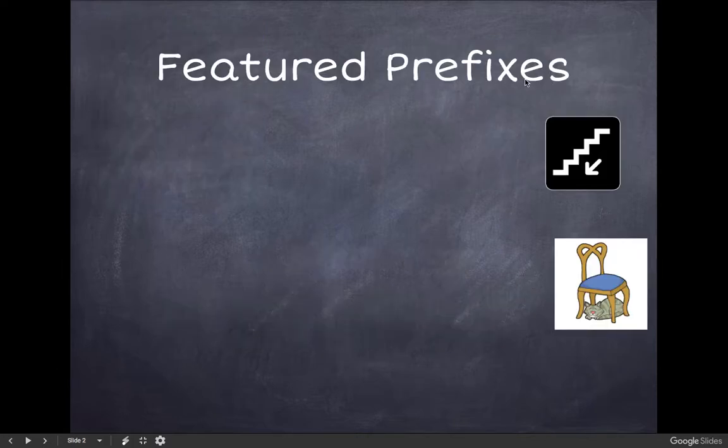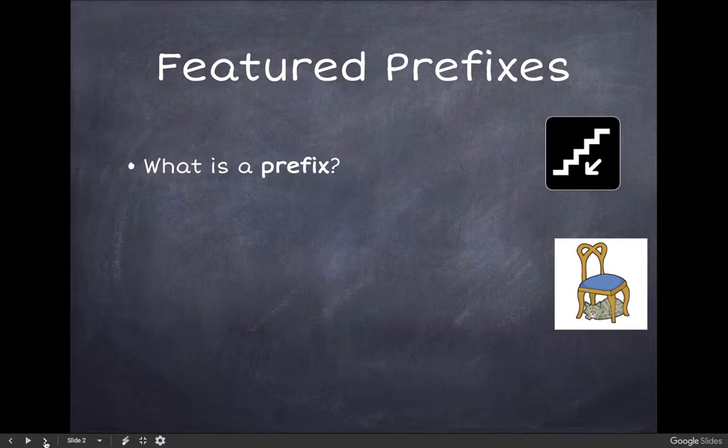So featured prefixes. There are 2 of them, just like there are for most units. First, I want to look at the picture. We have stairs going downstairs. We also have a cat under a chair. So those might have something to do with our prefixes.